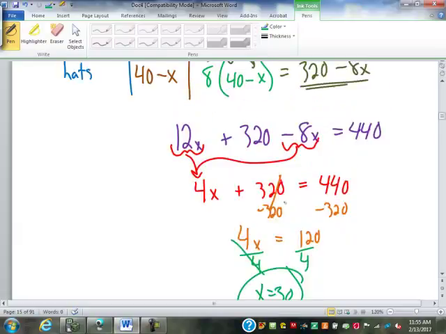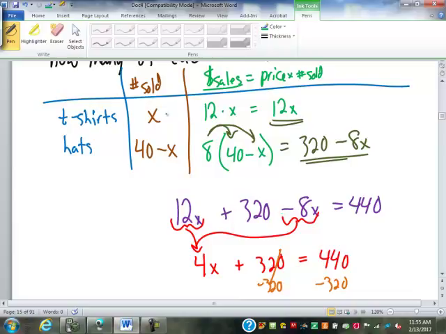Now this time, this is why it's important at the beginning to make a note of what X is, because this time X was the number of t-shirts. So X equals 30 tells us there were 30 t-shirts. 40 minus X, 40 minus 30 gives us 10 hats. Any questions on those?